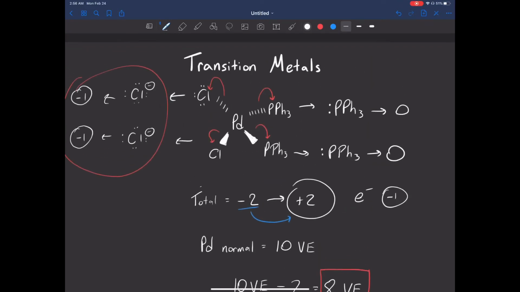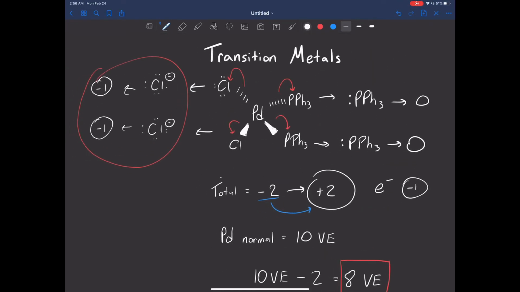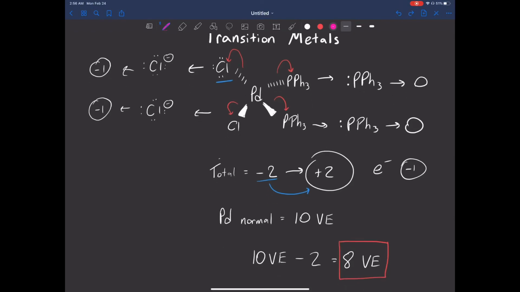And now let's look at our ligands. So all of these ligands contributed a lone pair, right? You can see that if I clear this up a bit. Let's look at this chlorine right here. I broke that bond and put it back as a lone pair. So I can do the same exact arrow this way. Then I'm going to do this color, which means it's contributing a lone pair, which is 2 electrons. Same thing for the other chlorine and those 2 PPh3 groups.